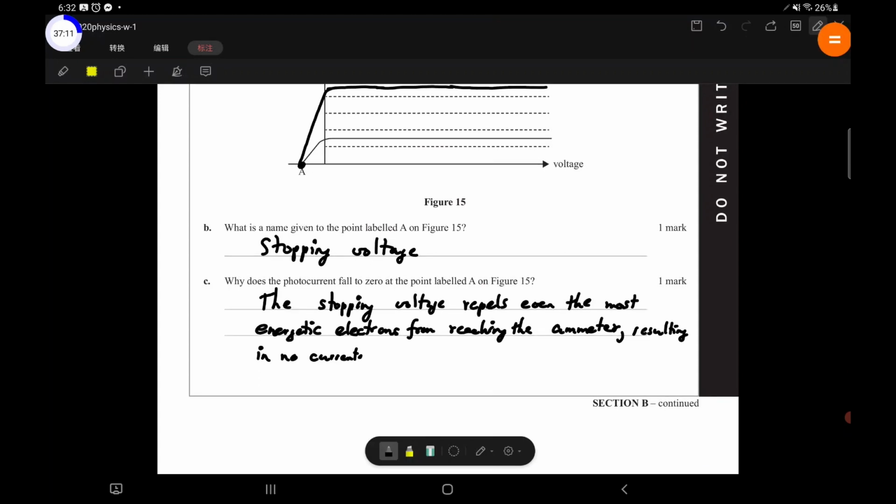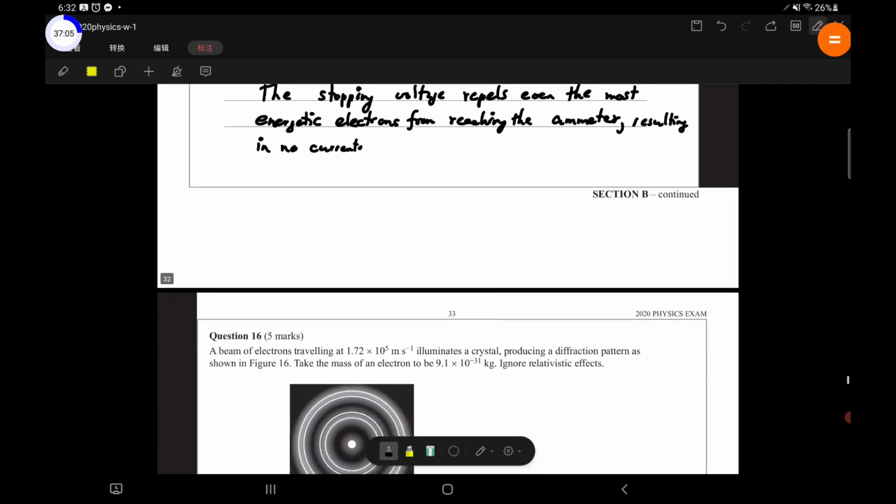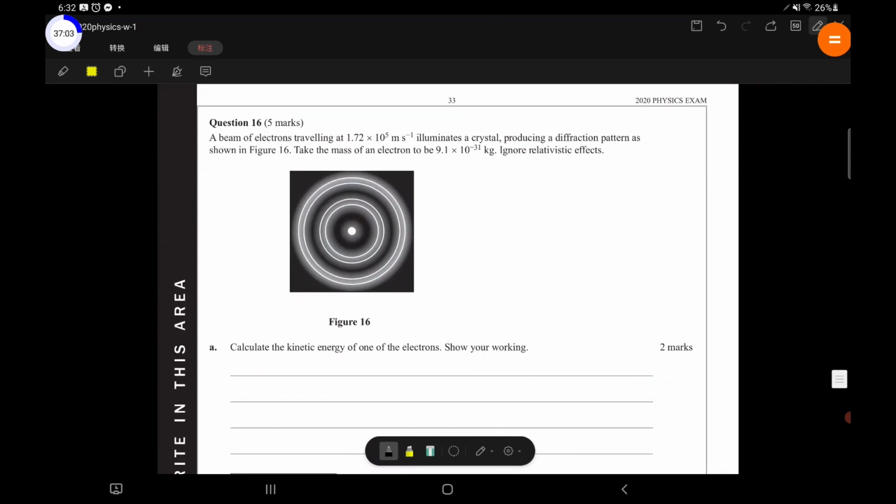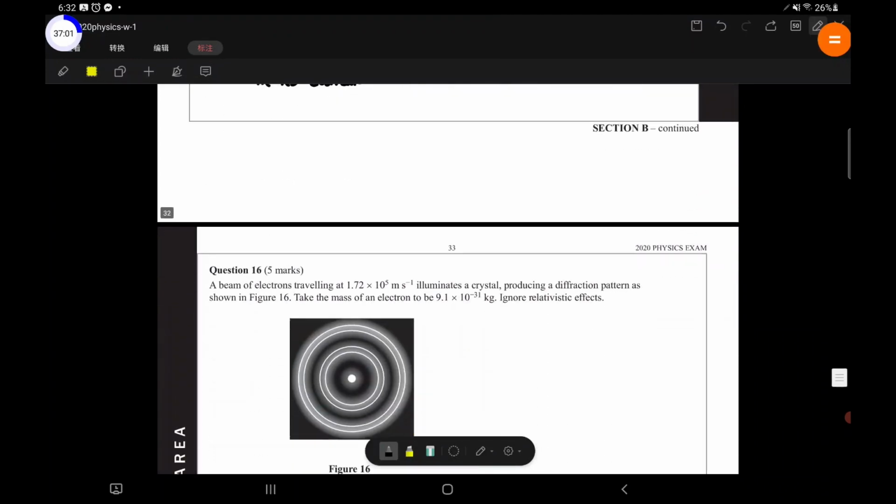All right, so why does the photocurrent become zero at the stopping voltage? Well, you just copy paste the definition of the stopping voltage there. Now, question 6. Oh, so that was a pretty short question.